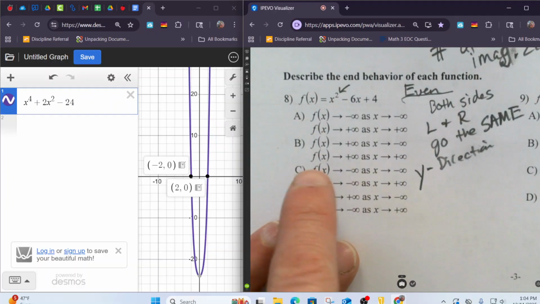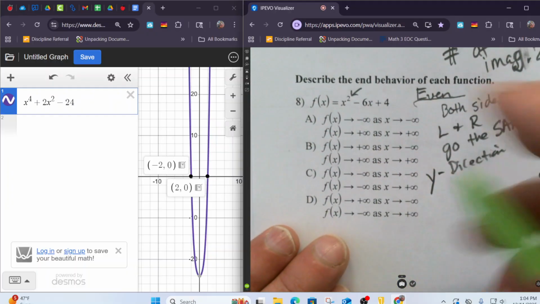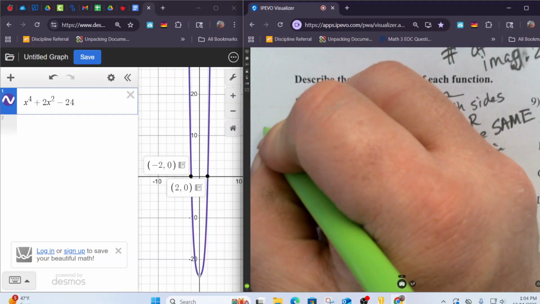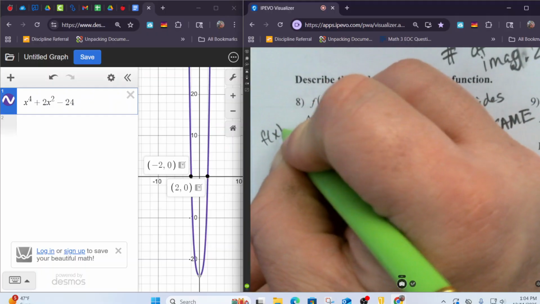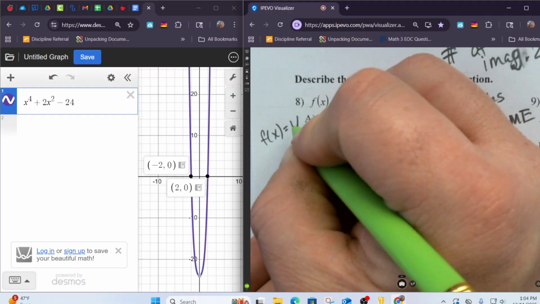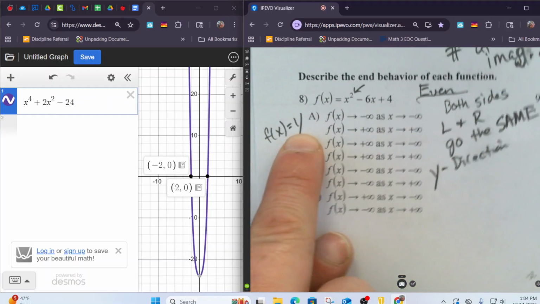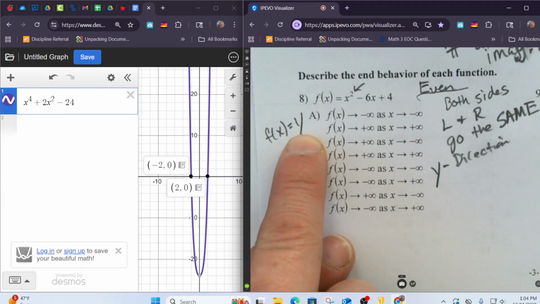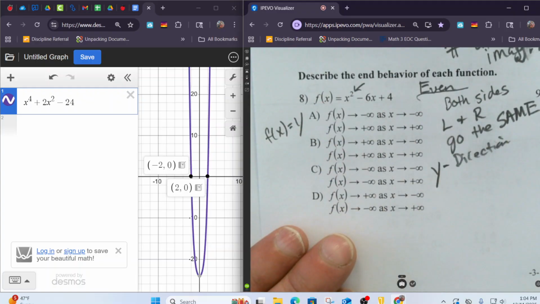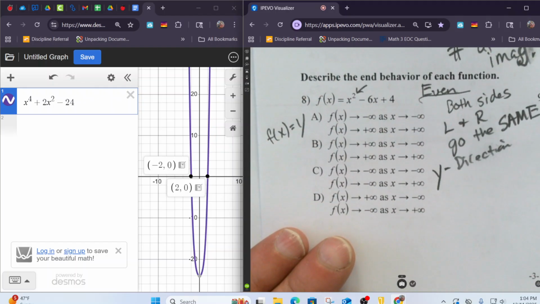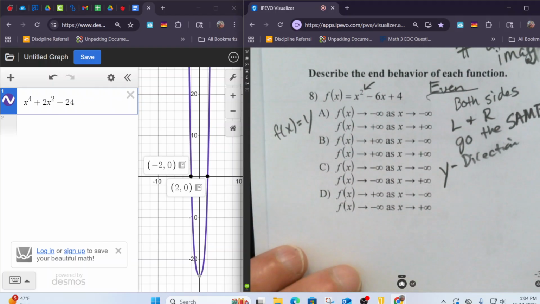Now, guys, remember, I hate this notation being backwards like that. It's not going to be like that on a test, I hope not. Remember, f of x is just a fancy way of writing y.